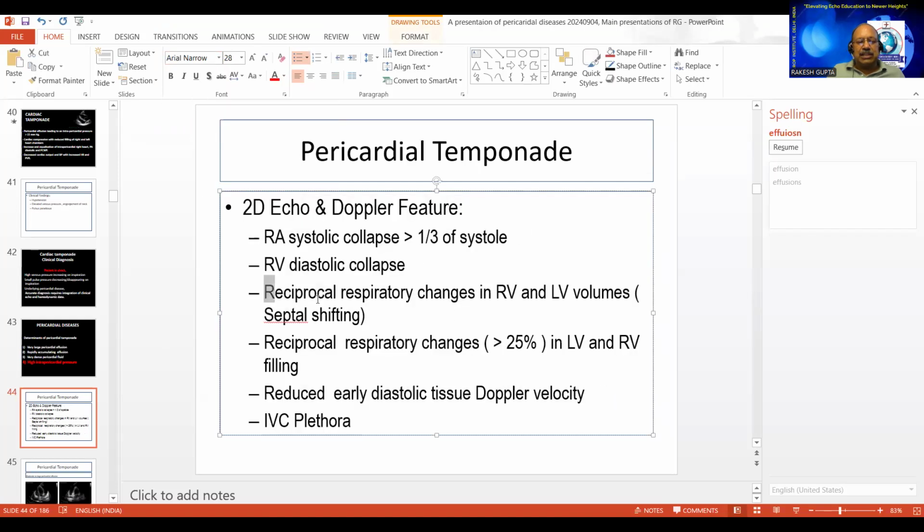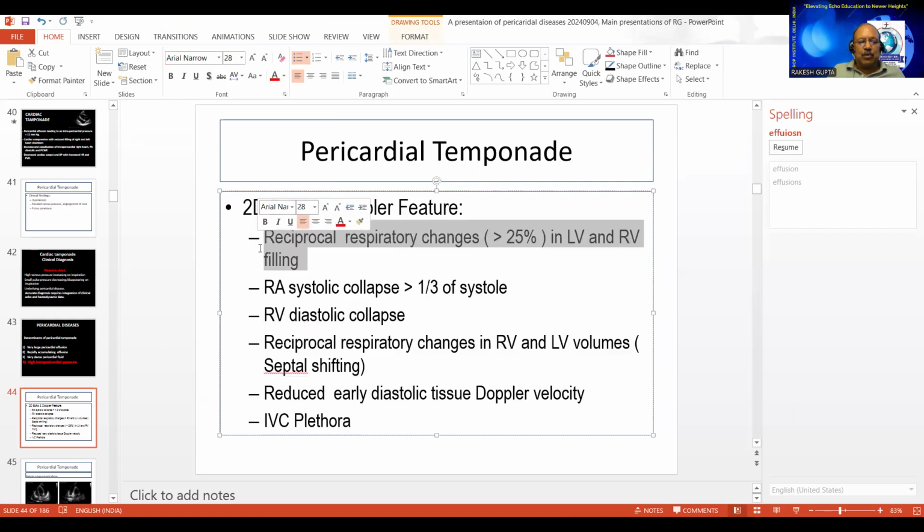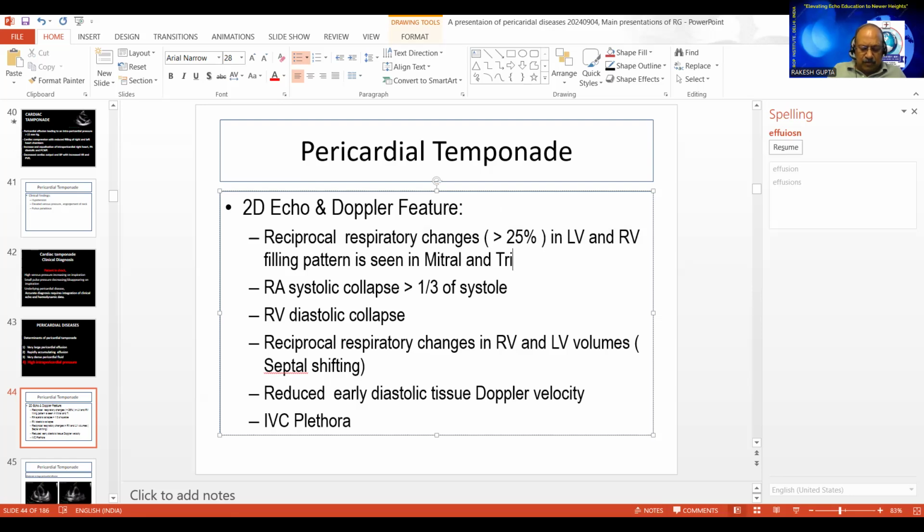And when we see these reciprocal respiratory changes, which get exaggerated in filling pressure, what we get is respiratory movement producing more than 25 to 35% variation of LV and RV filling patterns. And this LV and RV filling pattern is seen in mitral and tricuspid flow velocity.